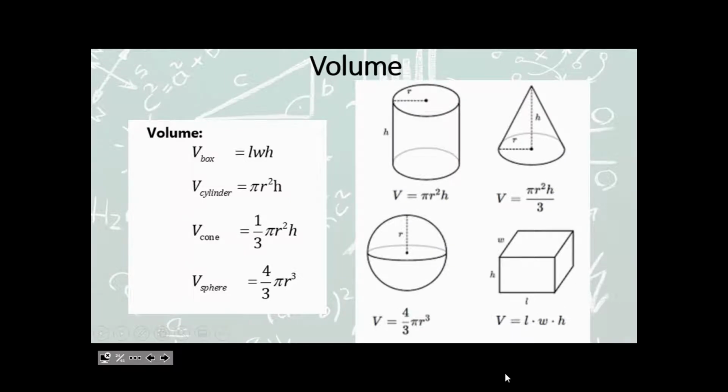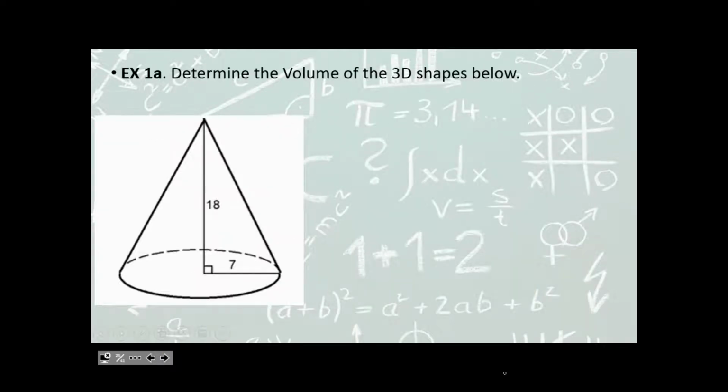The volume of any box is length times width times height. This will work for rectangular prisms, and for our purposes, rectangular prisms and cubes. It can apply to other ones, but we'll just look at that. The volume of a cylinder is pi r squared h. The volume of a cone is 1/3 pi r squared h. And the volume of a sphere is 4/3 pi r cubed. We should know that the radius is half the diameter, and the height is always some sort of vertical measurement on those right shapes.